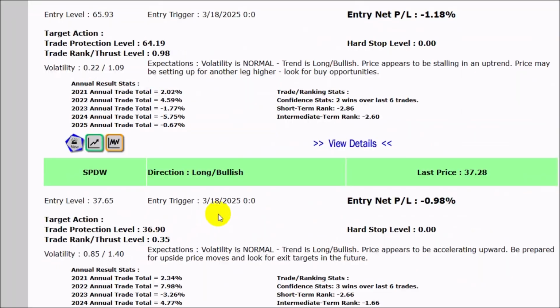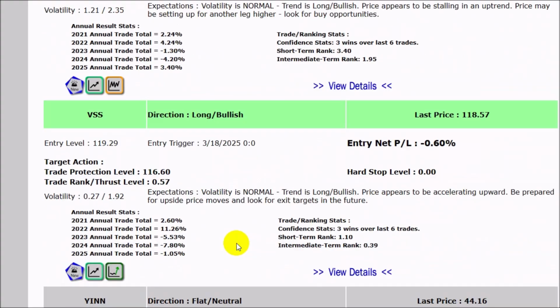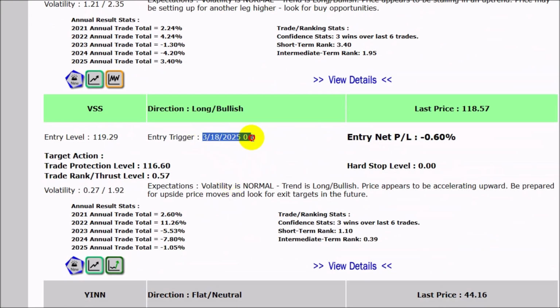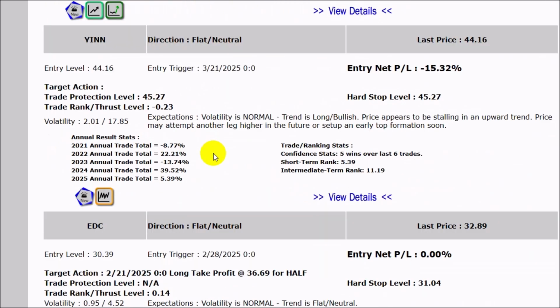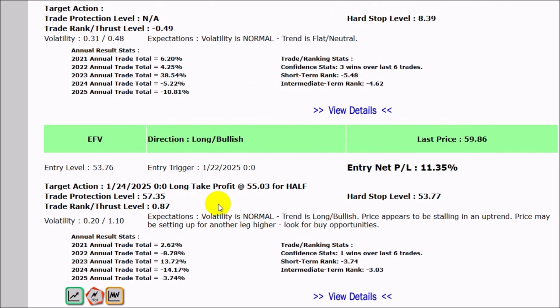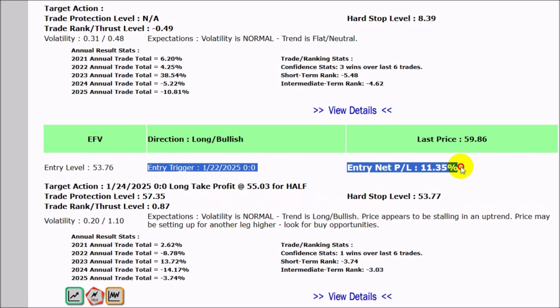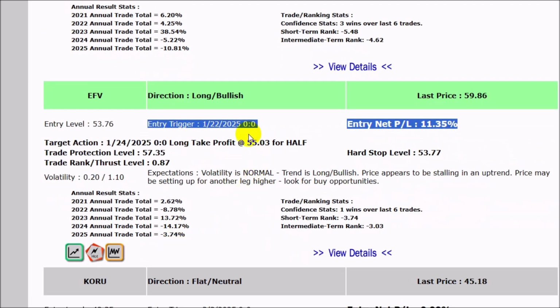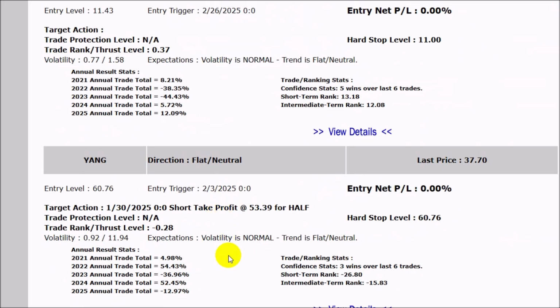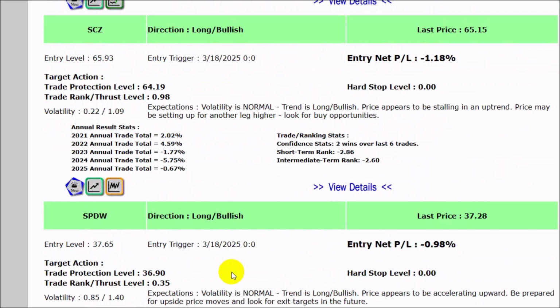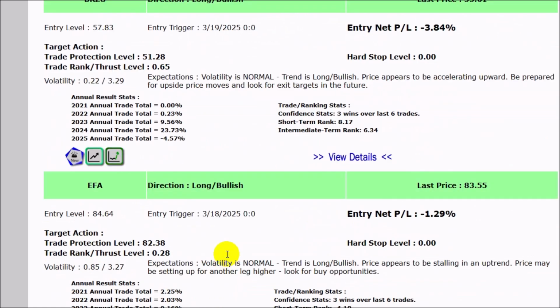See here, pretty much everything's rolling, fairly new triggers, just 3 or 4 days old. Minus 15 for yen. EDC, flat. EFV, up 11%, pretty good. Already hit the target for half. And that's it. So now, as these roll, this is part of the service.